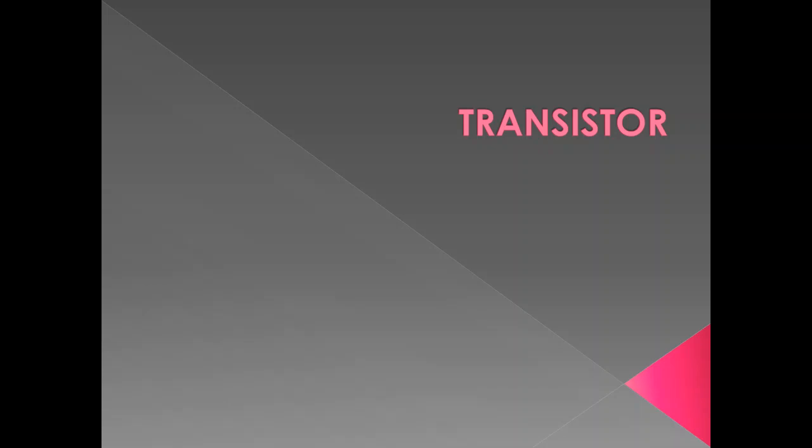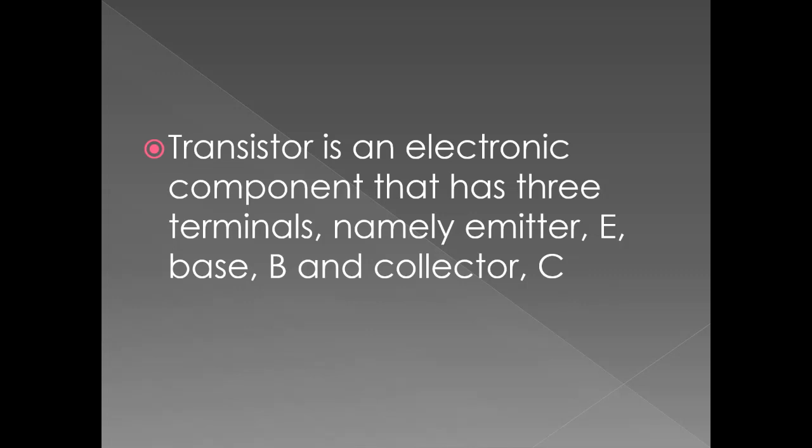So now we're going to discuss in more detail about transistor. So what is transistor? A transistor is an electronic component that has three terminals, namely the emitter represented by the capital letter E, the base terminal represented by capital letter B, and the collector terminal represented by capital letter C.